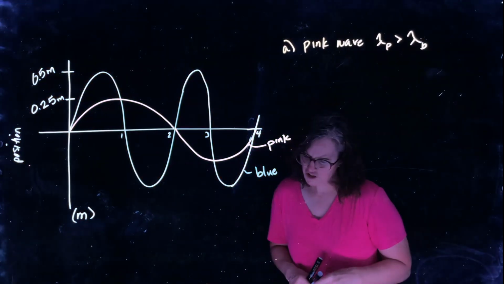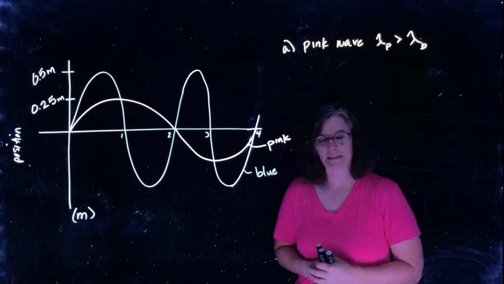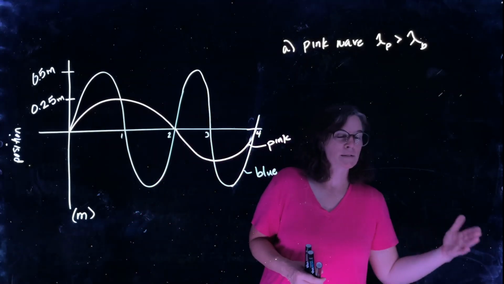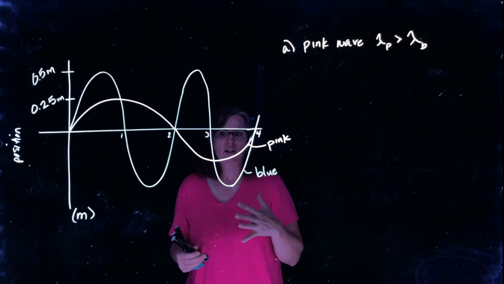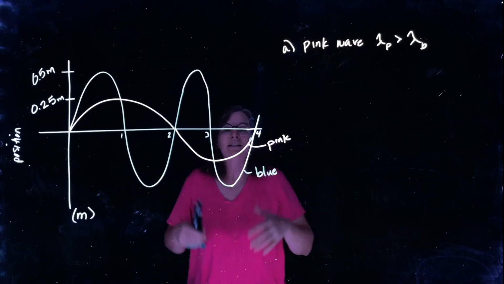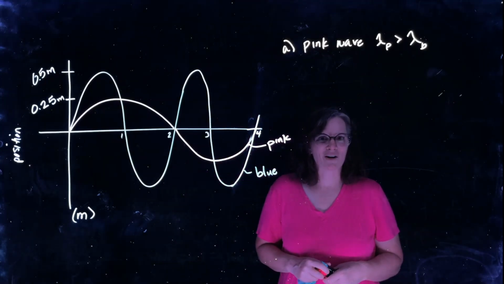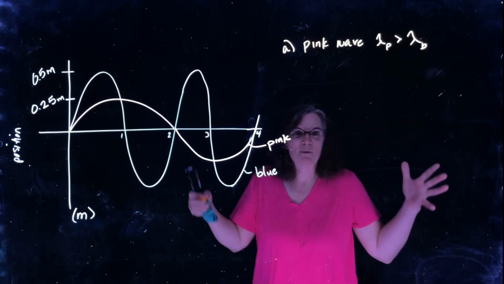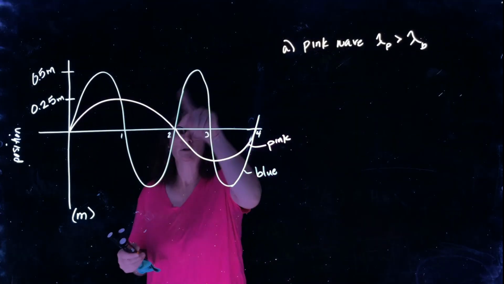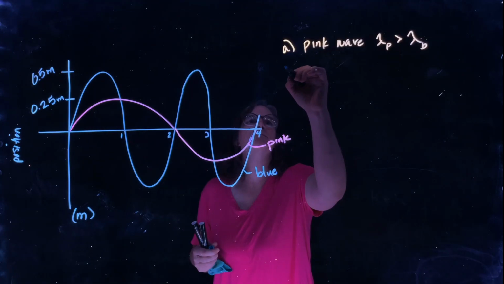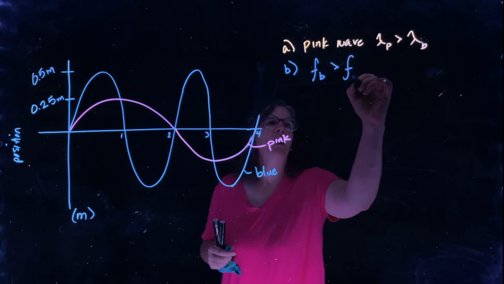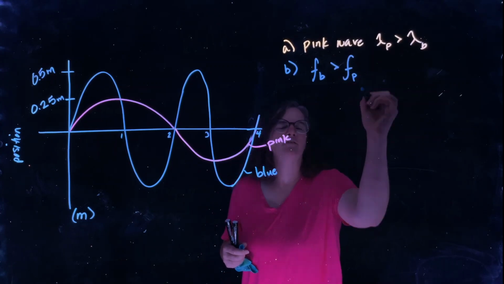All right. The second part reads, which wave, if either, has the higher frequency? So when we look at this, frequency is the number of cycles per second, remember. And it really has to do with how many cycles an object would have in a given second. So how tight those wavelengths are to one another, right? How squished. The more squished we bring those wavelengths together, the higher the frequency. And so we can see that the blue wave has a higher frequency. So the frequency of the blue wave is greater than the frequency of the pink wave.